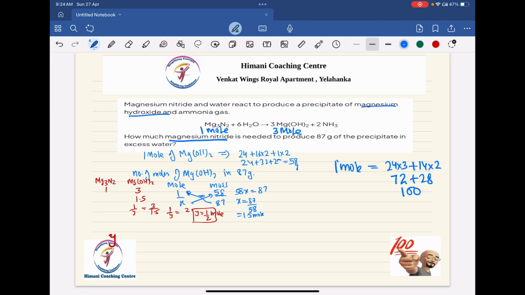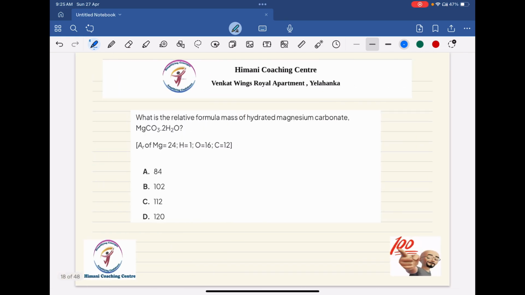Now 1 mole of magnesium nitride is 100 gram. We have got half a mole. So for half a mole, what would be the mass? It would be half into 100, which is 50 gram, and that is our answer. Okay. Now let us go to the next question.